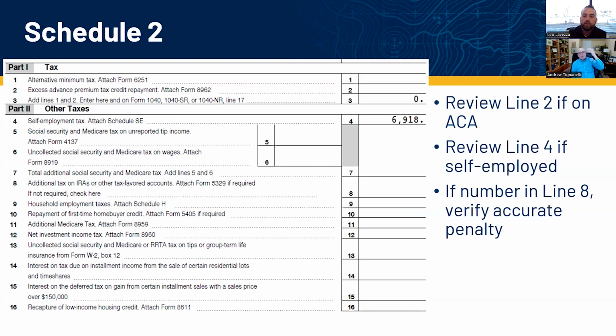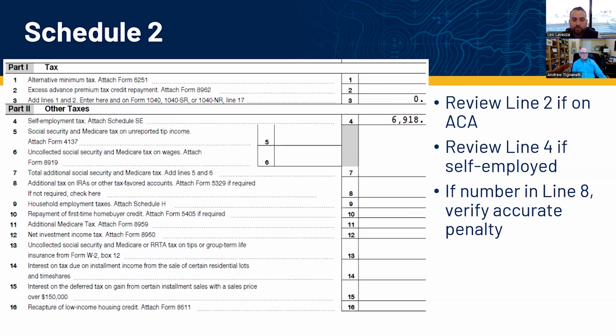You told them that your income was going to be 25,000. It turned out to be 45,000. Now the government's going to say, give us some of that money back. That's what's happening there.